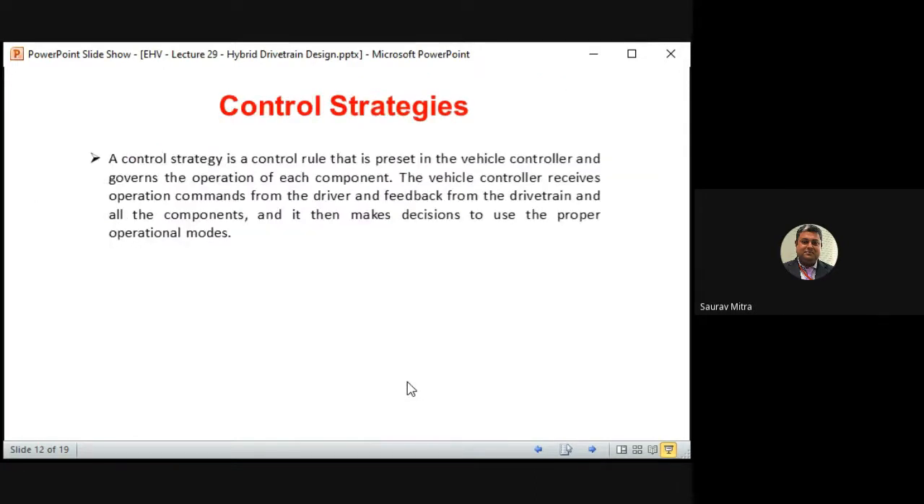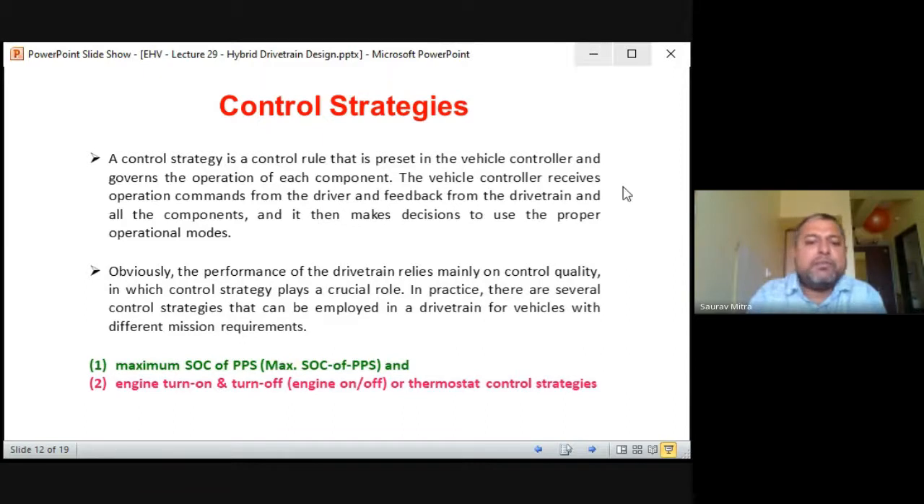Now there is control strategy. In control strategy, the rule is preset in the vehicle controller and governs the operation of each component. The vehicle controller receives operation commands from the driver, which is already explained, and feedback from the drivetrain and all the components, and it then makes a decision to use the proper operational mode. So the vehicle controller is taking all the decisions on which train has to be taken. So whether the EG source has to be used to drive the traction motor, or the PPS should be used, or regenerative braking is happening, so use the traction motor as a generator and revert the power to the PPS. All these control strategies are decided by the vehicle controller.